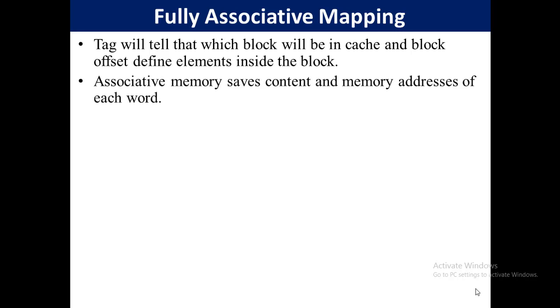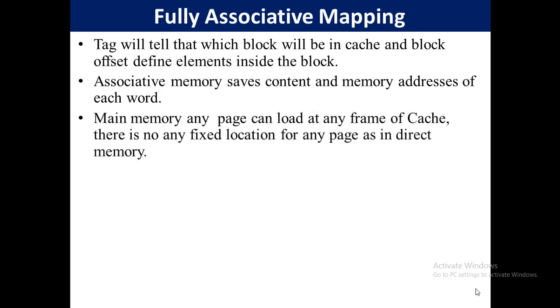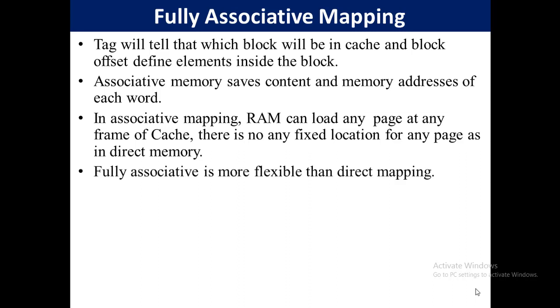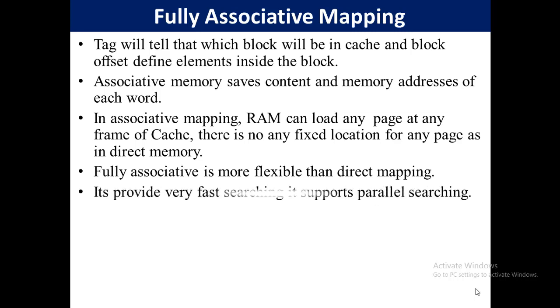Associative memory saves content and memory addresses of each word in the form of tag. In associative mapping, RAM, that is main memory, can load any page at any frame of cache. There is no fixed location for any page as we did in direct mapping. Fully associative is more flexible than direct mapping. It provides very fast searching. It supports parallel searching.